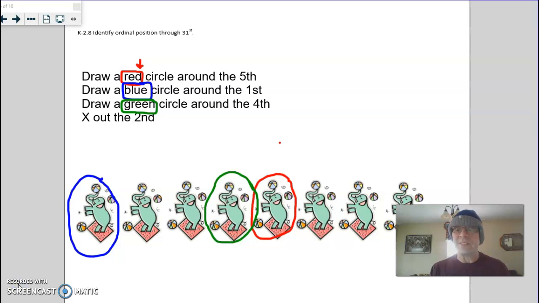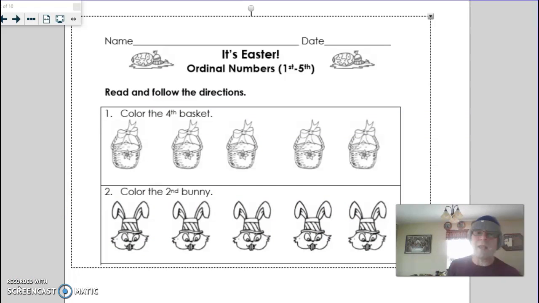Now we'll go to the last instruction. It says X out the second elephant. So we're going to put an X through the second one. Let's find the second one, okay? First, second. There it is. And it says to X out. I'm not going to draw a circle around it because it says to X out. Let's follow the instructions. First, second, third, fourth, fifth, sixth, seventh, eighth. Ta-da!